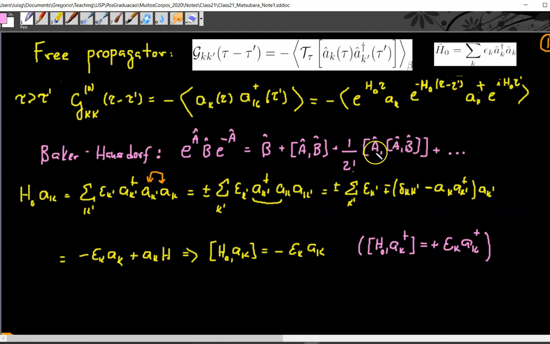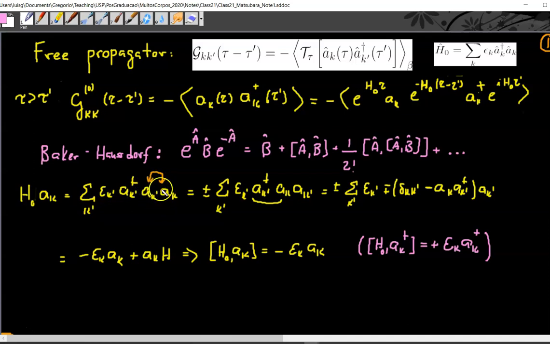So the first thing that we want to do here is to calculate the commutator of A and B. In this case, we have A_k, and the operator A here is just H naught times tau. So tau will definitely factorize here. So we need to calculate the commutator of H naught and A_k, which we have done many times. So let's do it once again. First thing is to apply H naught to A_k. That's what we do here.